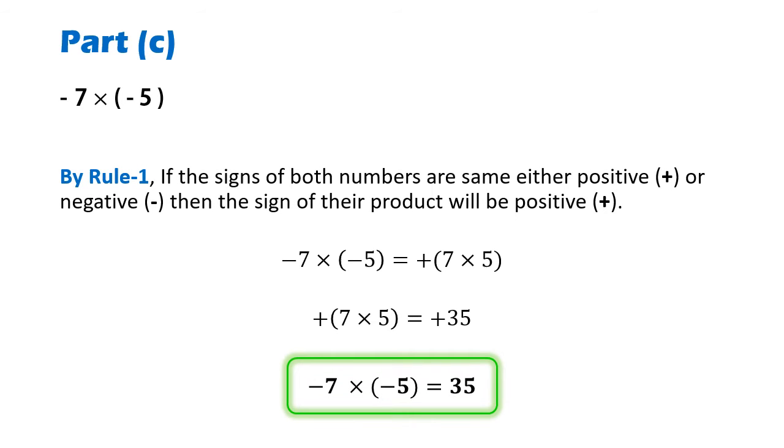Part C. -7 multiply by (-5). By Rule 1, if the signs of both numbers are same, either positive or negative, then the sign of their product will be plus. Therefore, -7 multiply by (-5) equals 35.